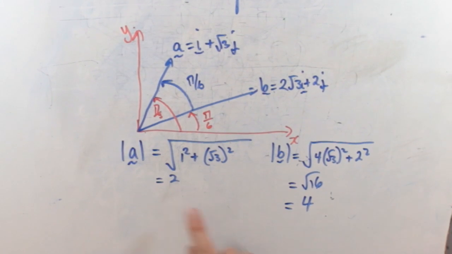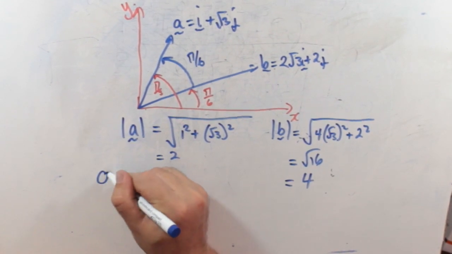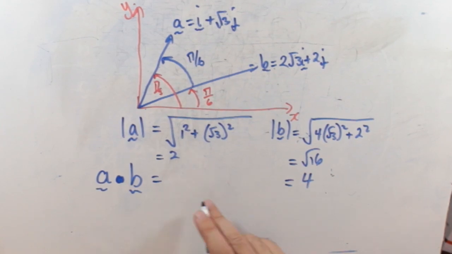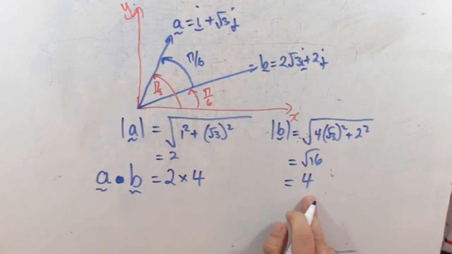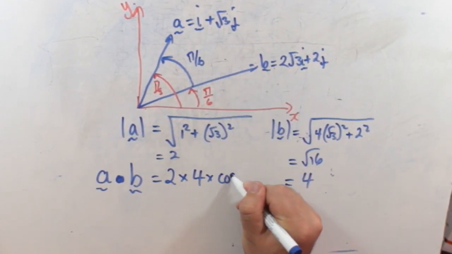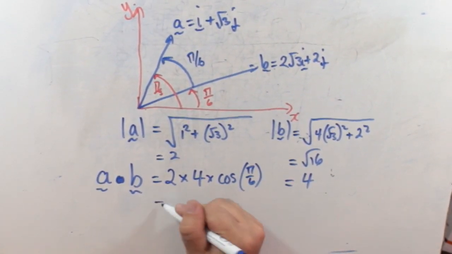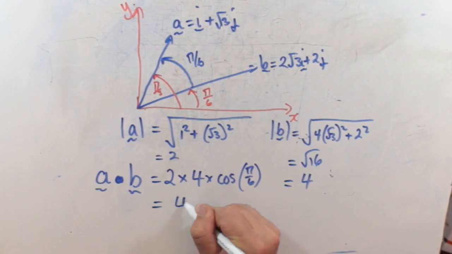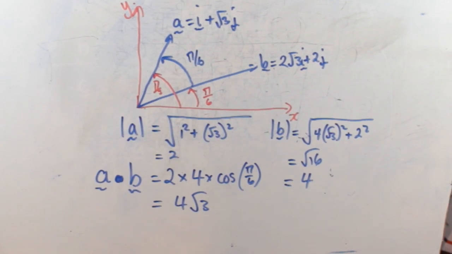So let's find the dot product. We've got both magnitudes, we've got the angle. So A dot B equals magnitude of A times magnitude of B, times cos of the angle between them. I'm just going to put it straight into the formula. 2 times 4, both the magnitudes multiplied together, times cos of pi on 6. Cos of pi on 6 is root 3 on 2. So the 2 will cancel out with this 2, so I've got 4 root 3. Okay, wonderful. But that's not the only way we can calculate our dot product.